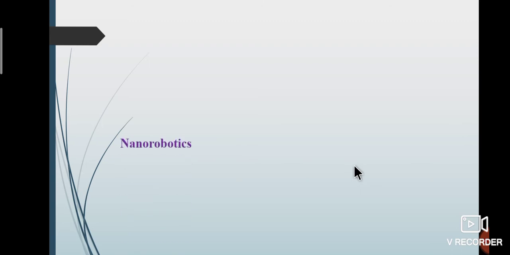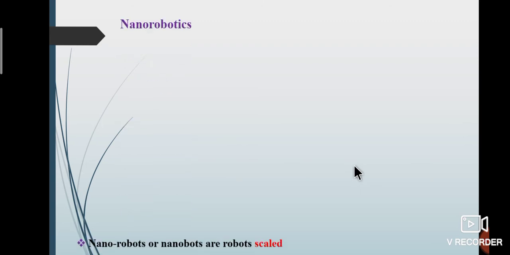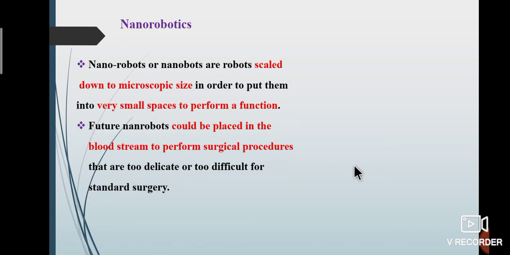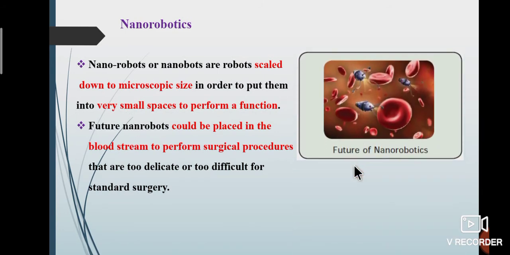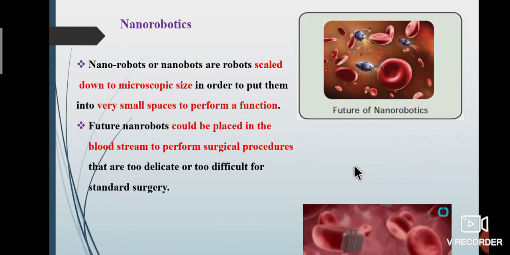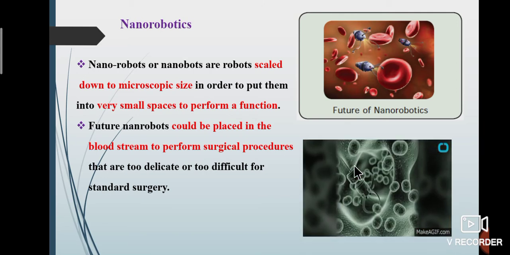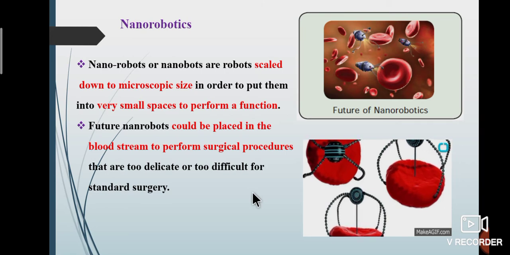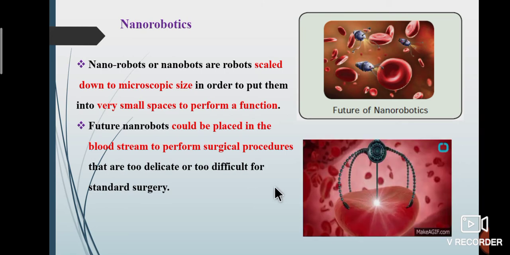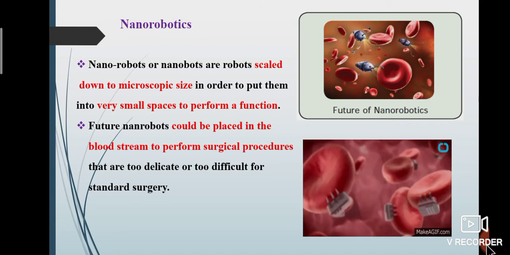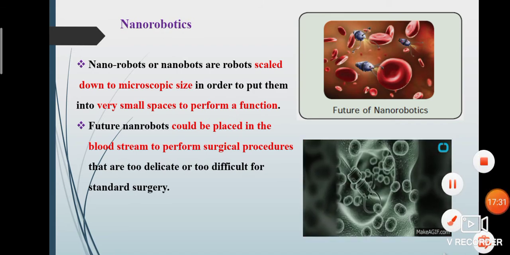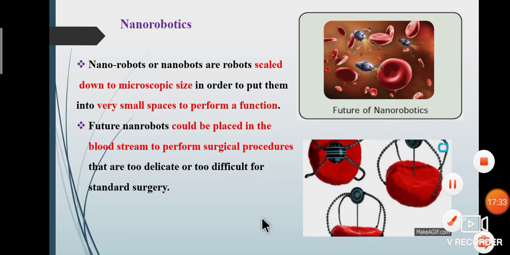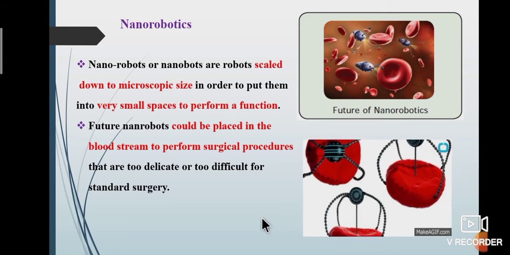Next, we will learn about nanorobotics. Nanorobots or nanobots are robots scaled down to microscopic size in order to put them into very small spaces to perform a function. Future nanobots could be placed in the bloodstream to perform surgical procedures that are too delicate or too difficult for standard surgery. Okay, I hope you can understand something about robots.